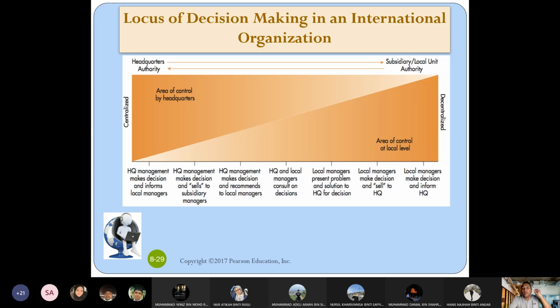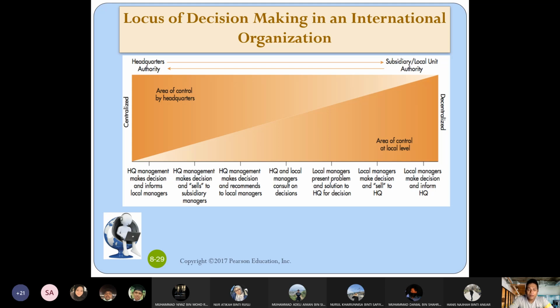So if the first word is from the HQ, normally this is more centralized. All the SOPs, all the processes, all the decision making come from the HQ or from the home country. If the first word is from the local side, local managers present problems and solutions to HQ for decision, then local managers make the decision and sell it to HQ, and local managers make the decision and inform HQ. This one is more decentralized. They give the opportunity, the decision making and so on, to the local manager.